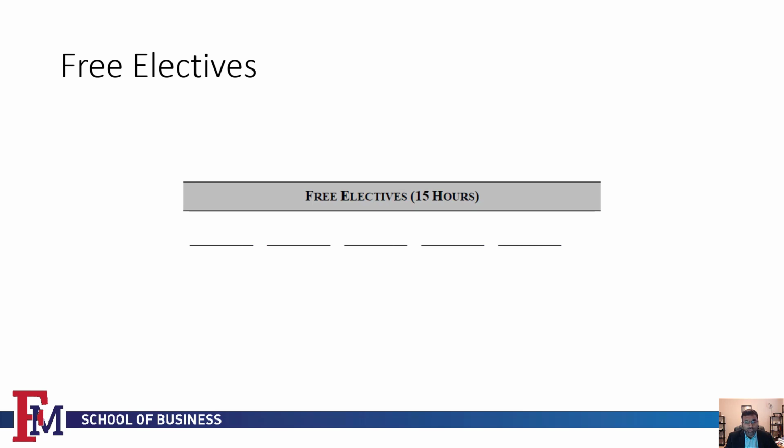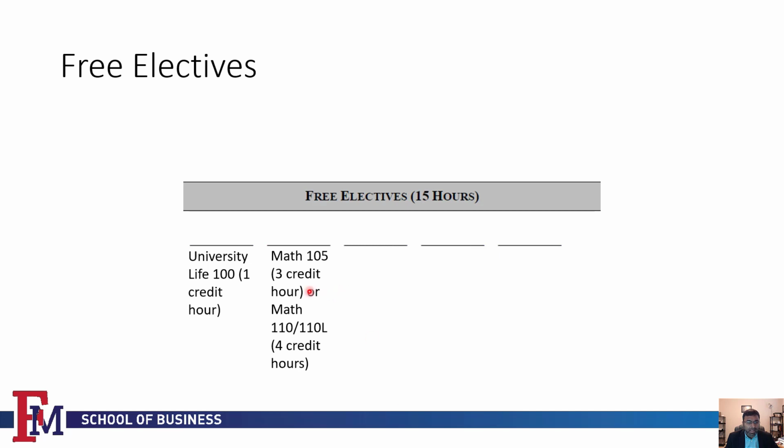Now that we have finished with general education requirements, let us talk about free electives. All freshmen will take University Life 100. Some of you will also have to take Math 105 or Math 110. Apart from these 2 courses, keep your free electives available for your junior and senior year, because you can use this to either do a collateral or a second major in business.